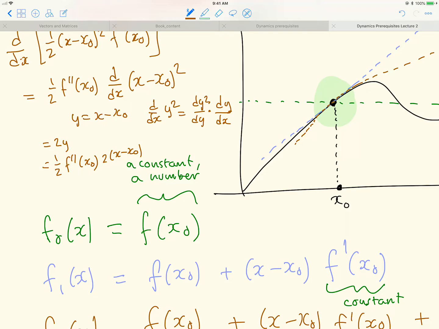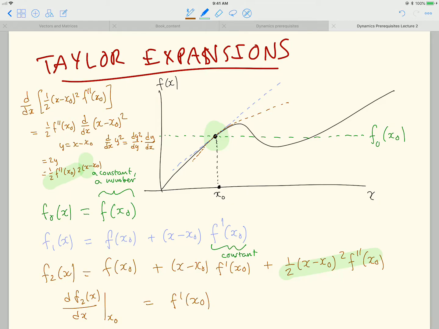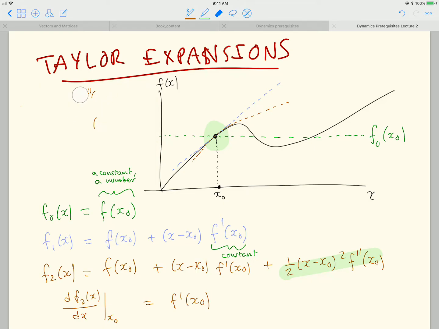Zero. Yeah, because these are just constants, and if you set x to be equal to x naught, then x minus x naught is 0, so the whole thing goes away. So at the end of the day, that was a long set of steps, but what we got was that the first derivative of this Brown function at x naught is indeed f prime of x naught. In other words, the Brown function has the same slope as the original at x naught.